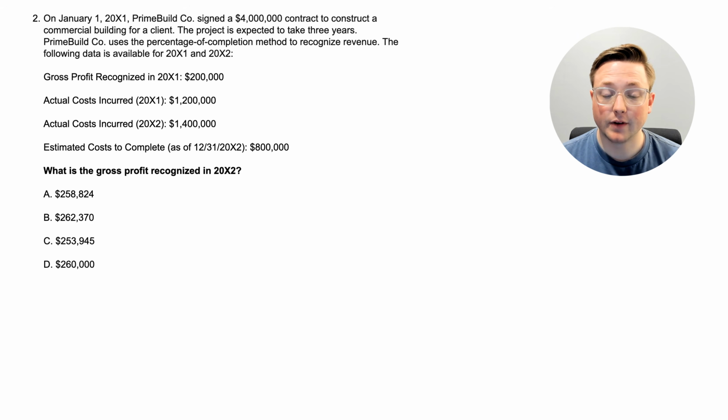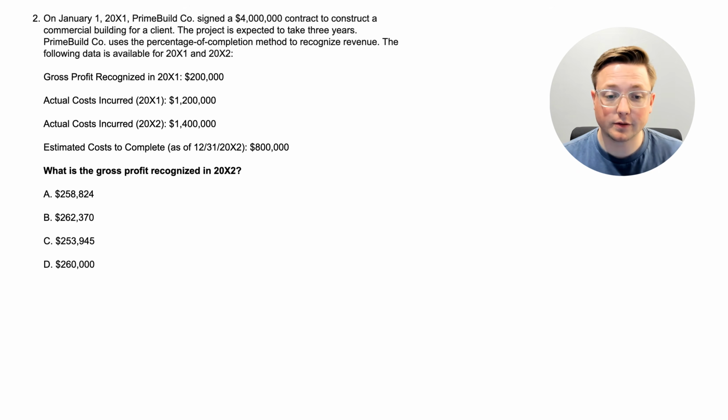The following data is available for 20X1 and 20X2. Gross profit recognized in 20X1, $200,000. Actual costs incurred in 20X1 is $1,200,000. Actual costs incurred in 20X2, $1,400,000. And then the estimated costs to complete this project at the end of 20X2, so they're estimating at the end of 20X2, we're still going to have another $800,000 of costs to finish this.